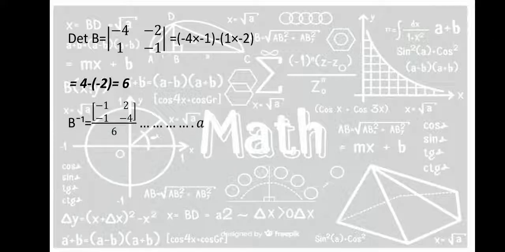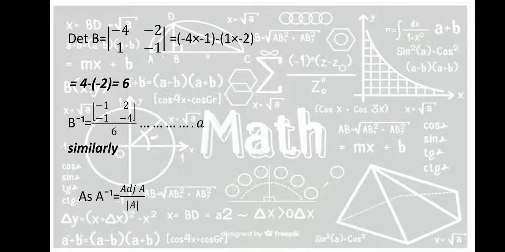Now B inverse is equal to adjoint of B over determinant of B. So adjoint of B was -1 2 in the first row, -1 -4 in the second row, over 6. So this is the first equation.